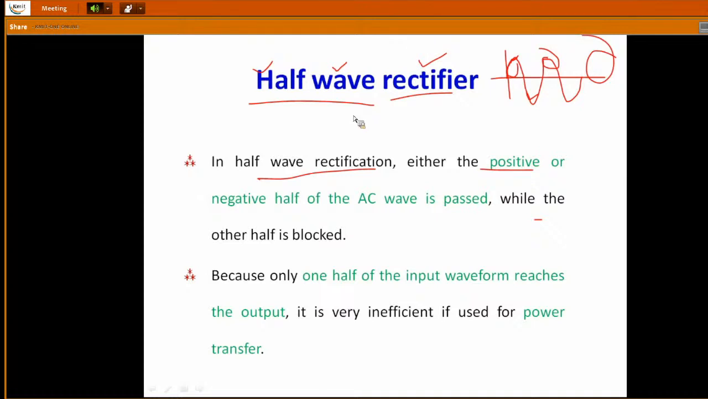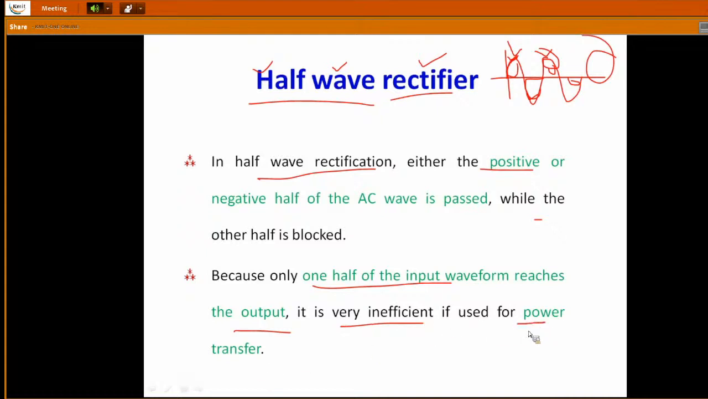That means the half wave rectifier will allow only the positive part of the signal. It will block the negative part of the signal. And again it allows the positive part and blocks the negative part of the signal. That's why it is allowing only half of the signal, and that's why we are calling this a half wave rectifier. Because only one half of the input waveform reaches the output, it is very inefficient if used for power transfer.